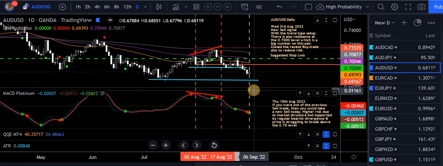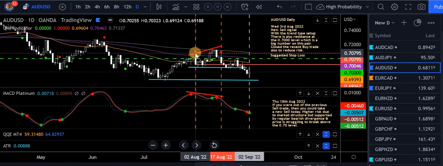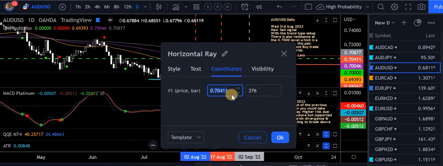Now, what I will do is some trade management here. On Monday, I'm going to bring the stop down to this level here. So we'll bring it down just above the 70-cent level there. So what's that? So we'll move the stop down to 70411. So that's the Aussie. I'll just make a note of that while I've got this video going. 70411.